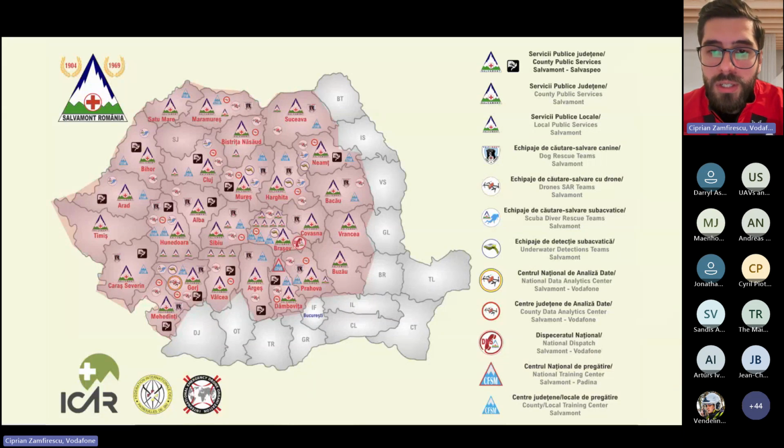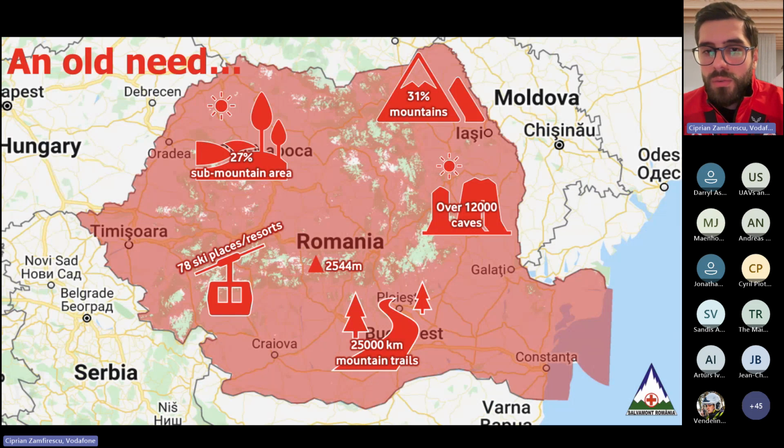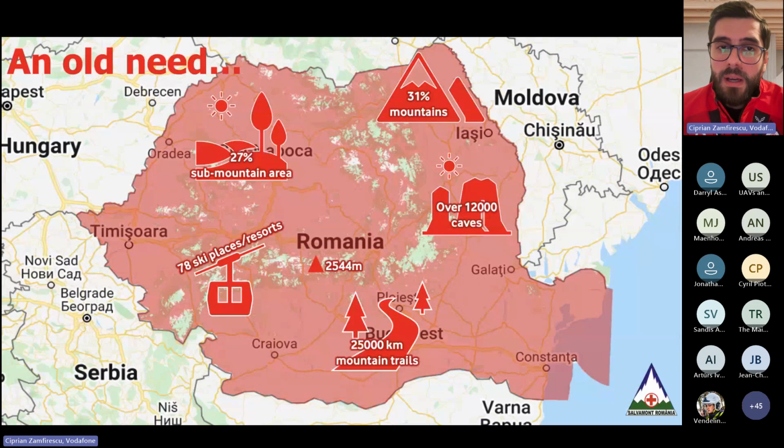We have detection with AI also underwater to look for bodies. We have a National Dispatch Center, local dispatch centers, and one national school training center where we offer the accreditation for rescuers each and every year, twice per year, during the winter and during the summer. We have more than 25,000 kilometers of mountain trails, more than 78 ski places and resorts where we need to be present and offer support to our tourists. Our highest peak in Romania is around 2,544 meters. Regarding the caves, there are over 12,000 in Romania.